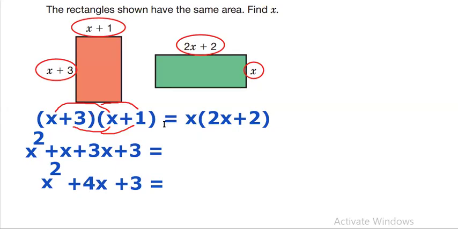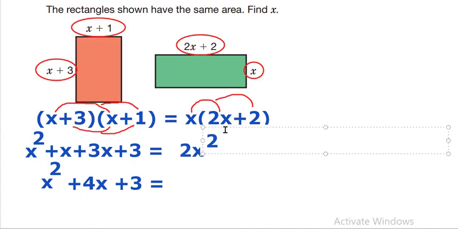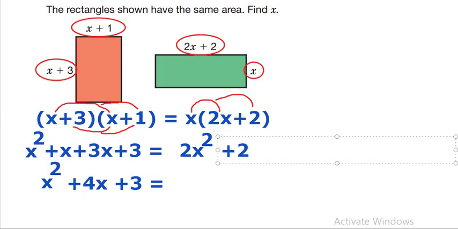Now let's come to the second part. When we expand this second part, same idea. I'm going to take the x, expand it inside the bracket by multiplying. So x times 2x is going to be 2x to the power of 2. And then x times 2 equals positive 2x. Now, we end up with these.